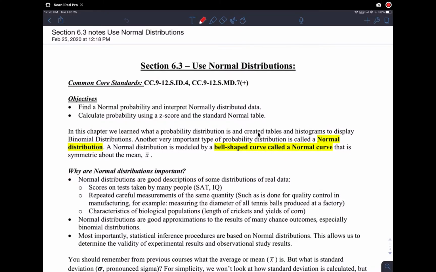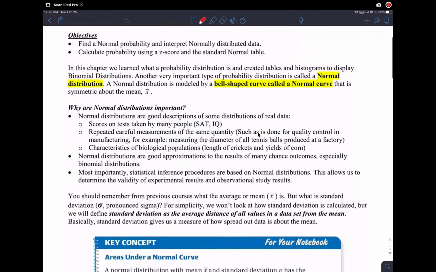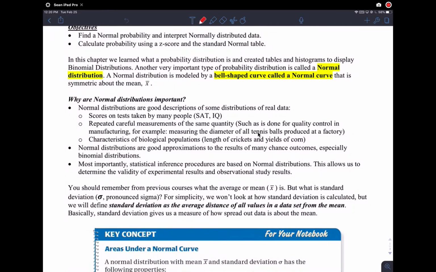Video about section 6.3, normal distributions. We had previously gone over why we're learning about normal distributions and how they're extremely important to science and math and business and everything. I mean, normal distributions are extremely important in all fields these days.